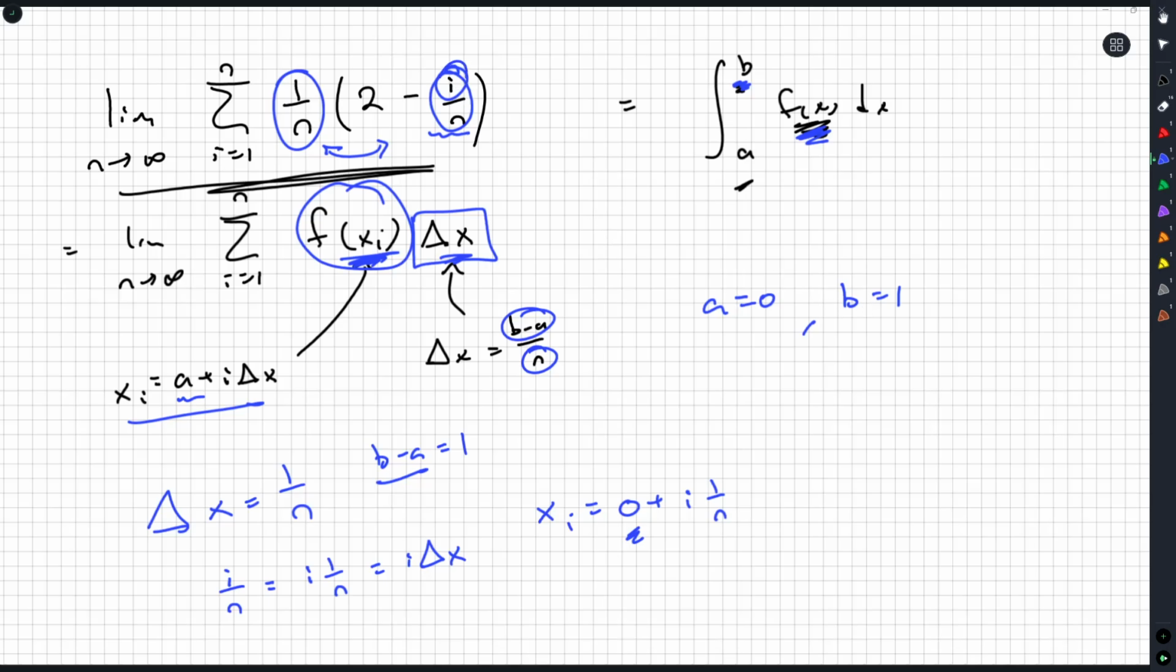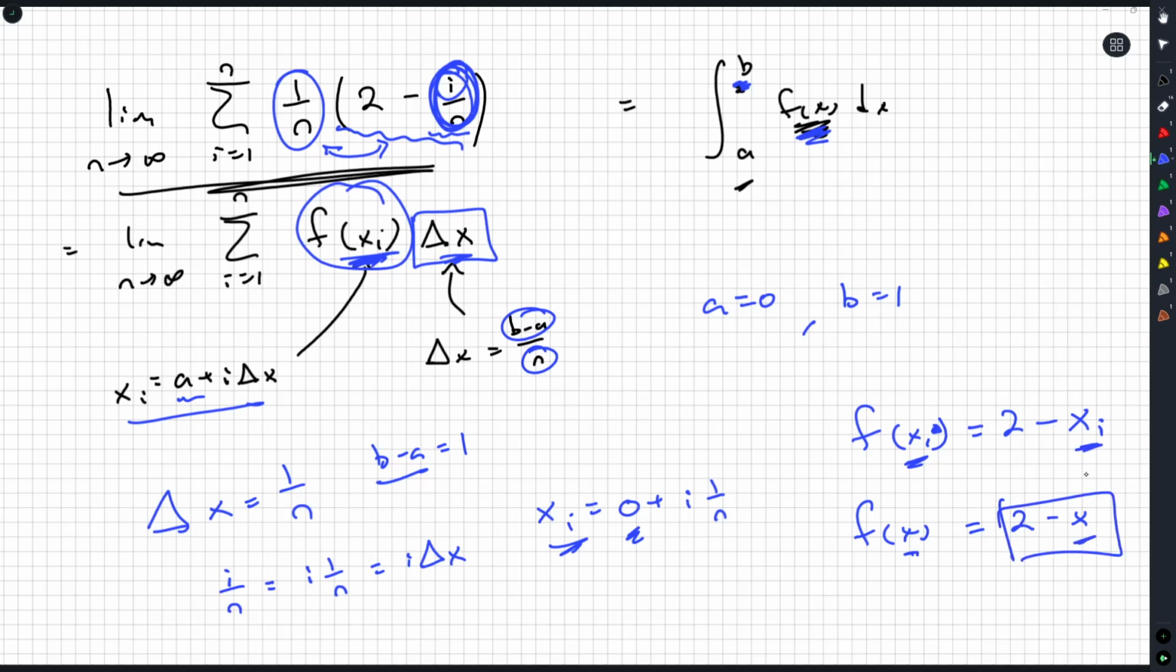And once I realize that this whole expression is my delta x, or my xi, then the rest of this left over must be my f of xi. So that's 2 minus xi. So what should my f of x be? 2 minus x, right? Just replace the xi with just x, and then we've got our formula.